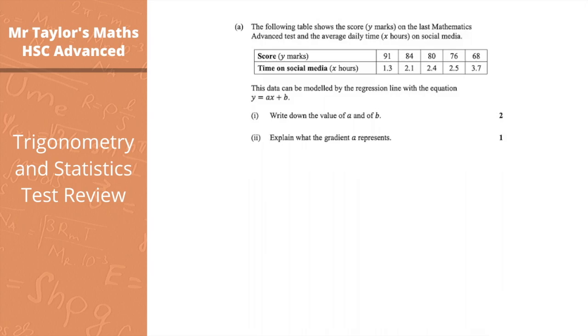Okay, last question, number 9 here, and we have our bivariate data analysis. So the following table shows the scores that you got in the last Mathematics Advanced test and the average daily time on social media. And so we've only got a few data points. We've got 5. This data can be modeled with a regression line. Write down the values of A and B.